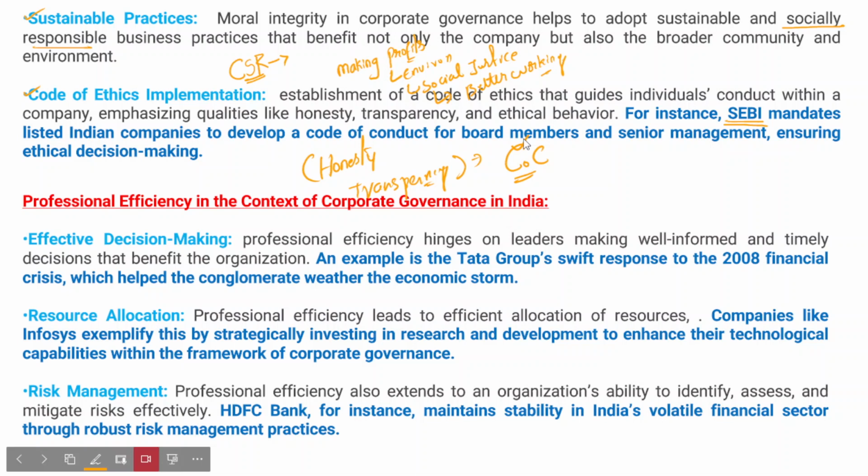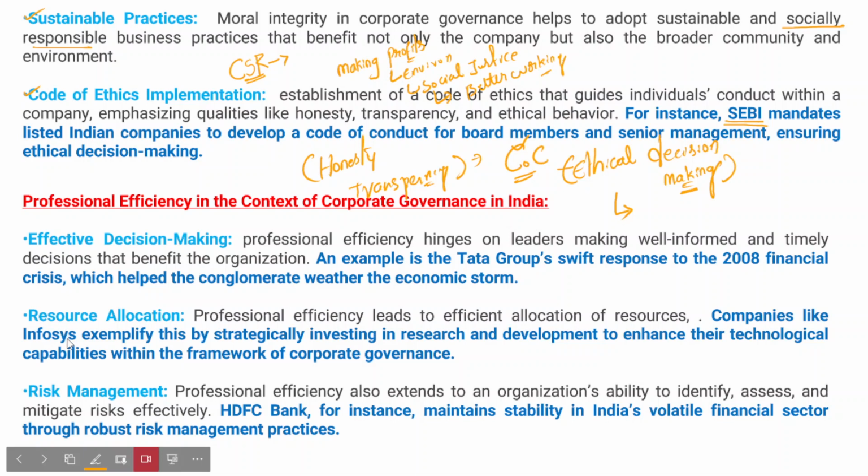Okay, so a proper code of conduct should be in place so that it guides the overall behavior of the company, board members, senior management officials, and it will lead to ethical decision making. And ethical decision making is very important for any company, because we have already discussed why it is important: through ethical decision making they will not work for narrow benefits like just making profits and not taking care of the shareholders and also the society. Now we have discussed the first dimension of this answer.